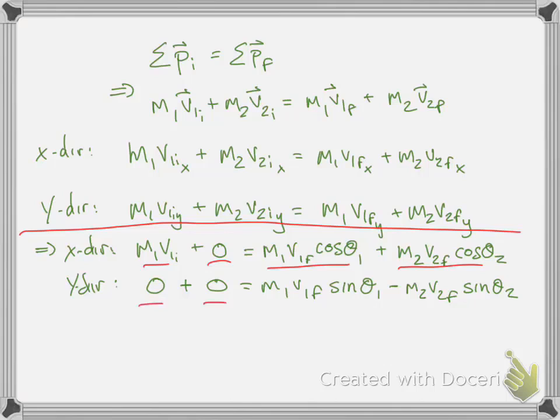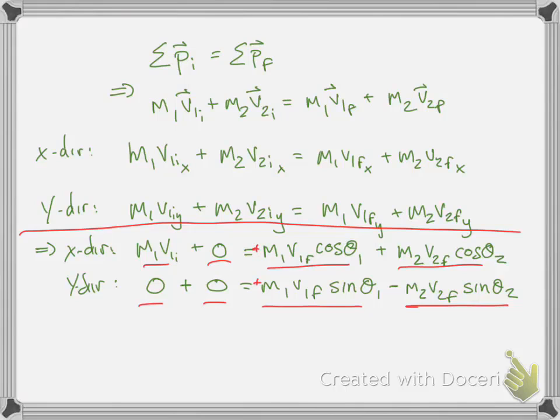In the y direction, neither ball is moving before the collision. After the collision, the first ball is moving in the positive y direction. There is an implied positive sign; we could put the positive signs in front. And the second ball is moving in the minus y direction, and that's its component. So these are the 2 equations that we get for this particular collision.